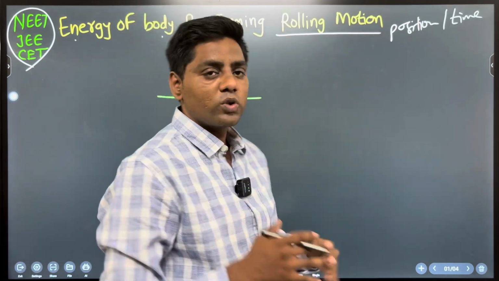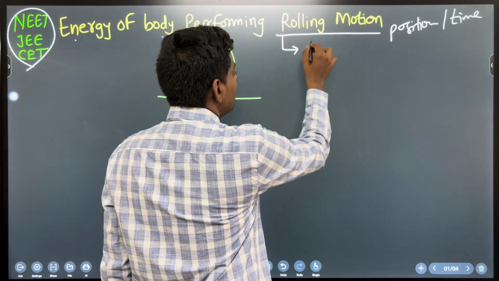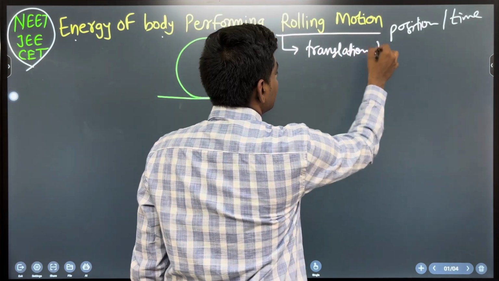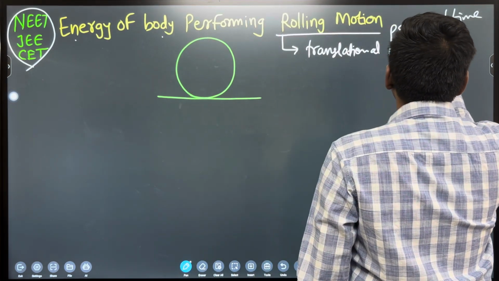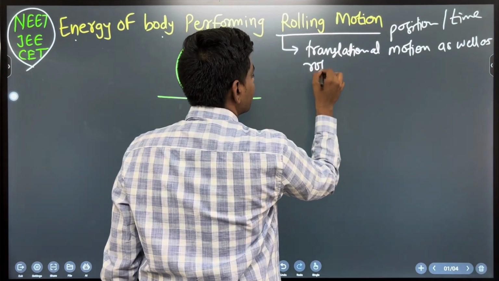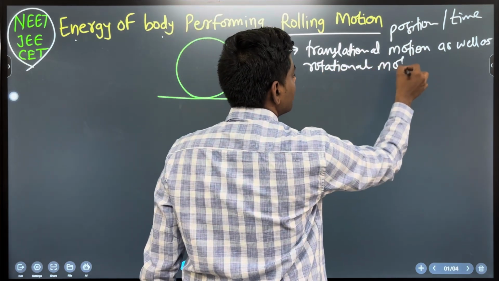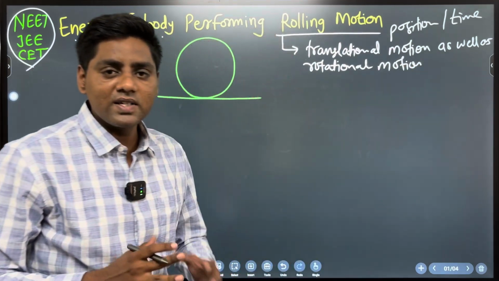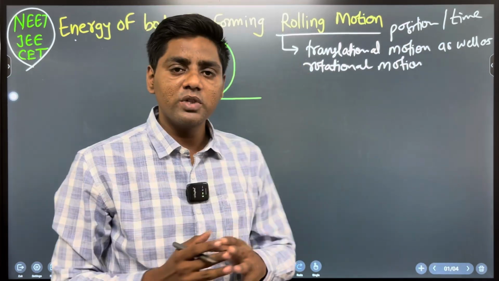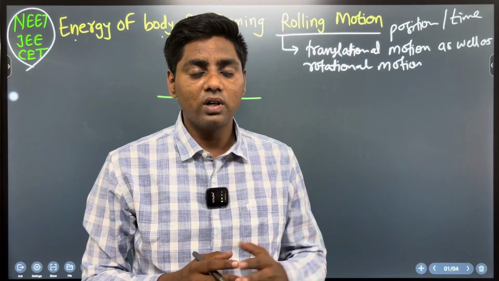What about the rolling motion? Very simple. Rolling motion means the body possesses both translation motion as well as rotational motion. Translation motion means the body is moving from one point to another point, and rotational motion means whenever the body is moving from one point to another point, it also performs rotational motion about an axis.